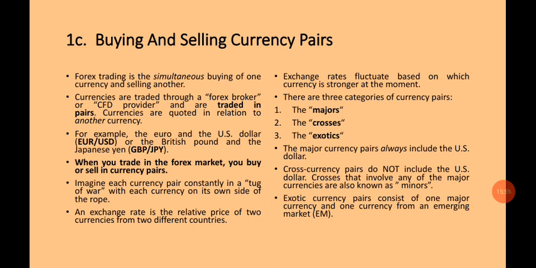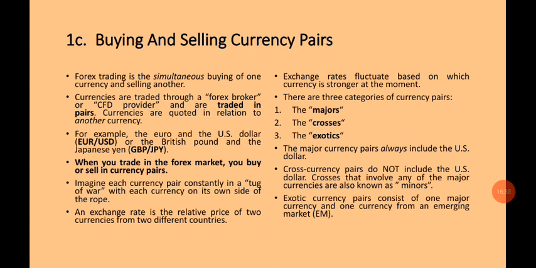For example, the euro and the US dollar, which we call EUR/USD, or the British pound and the Japanese yen, which is called GBP/JPY. When you trade in the forex market, you buy or sell in currency pairs. Imagine each currency pair constantly in a tug of war with each currency on its own side of the rope. An exchange rate is the relative price of two currencies. Exchange rates fluctuate based on which country is stronger at the moment.